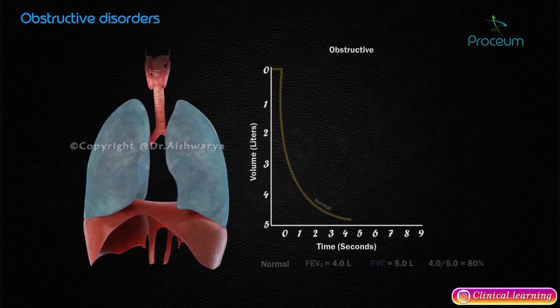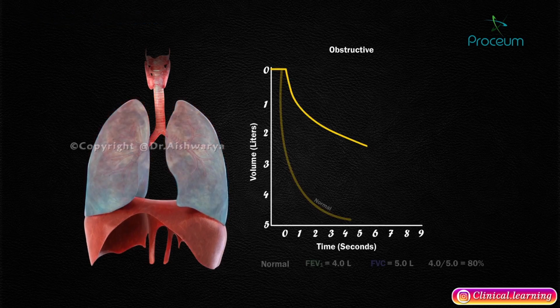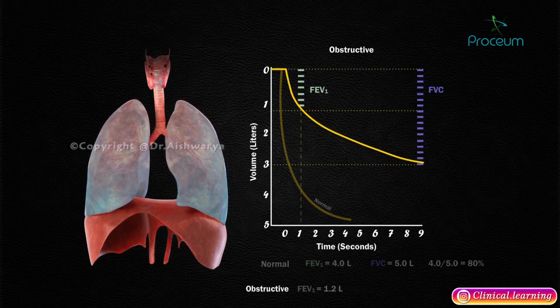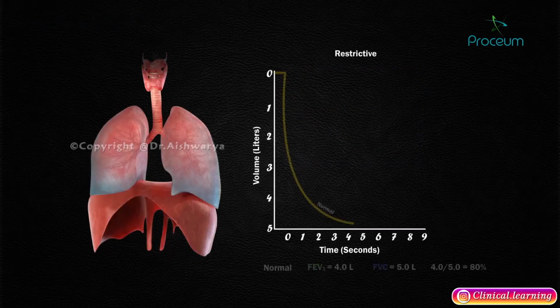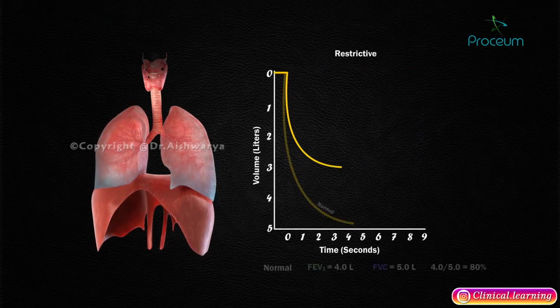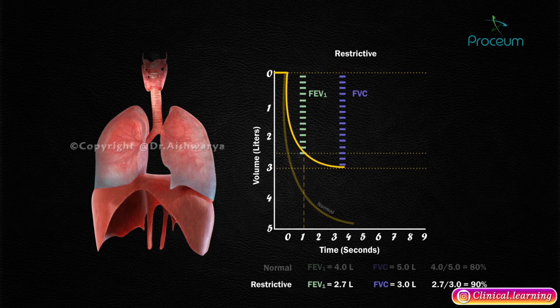The obstructive disorders, that is COPD, mainly result in a marked decrease in both FVC as well as the FEV1/FVC ratio, whereas in restrictive types of disorders there will be a loss of FVC without a change in the FEV1/FVC ratio.